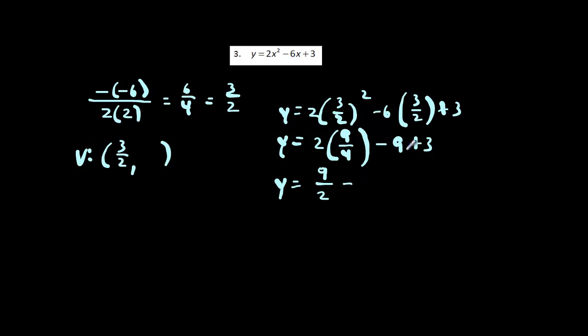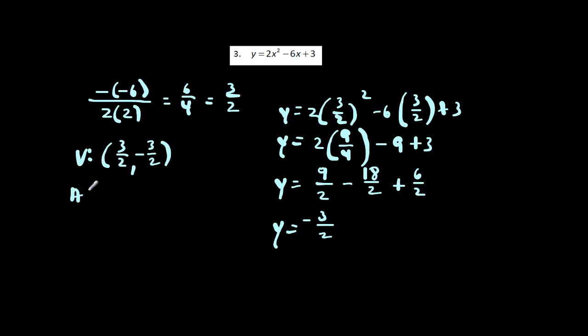Minus, I'm going to convert these to halves just to make it easier. And then add all those up. 9 halves minus 18 halves is negative 9 halves, plus 6 halves is negative 3 halves. So that's your vertex.